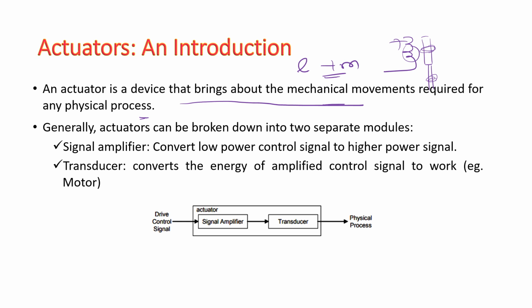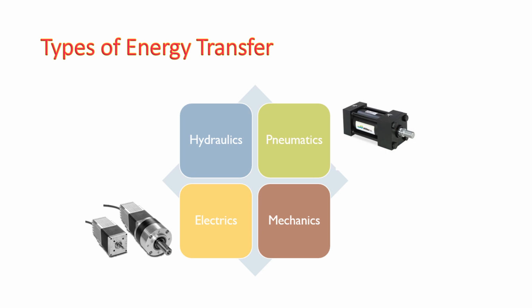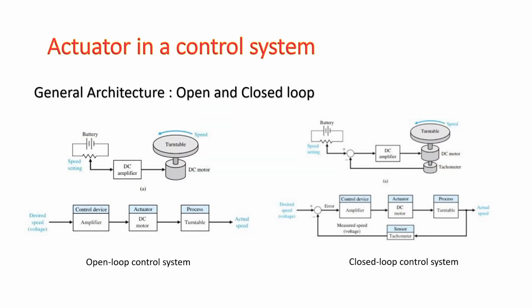So for actuators, there are two important circuits: signal amplifier and transducer. The signal amplifier converts low power control to higher power, and the transducer converts one form of energy to another form of energy. Okay, so whenever you give a digital control signal, first you have to amplify it so that it can be given to the transducer, and it converts that signal into mechanical process. These are the types of energy transfer to actuate the joint. That energy transfer could be electrical or mechanical, or pneumatics and then hydraulics. So we'll see the electrical part.